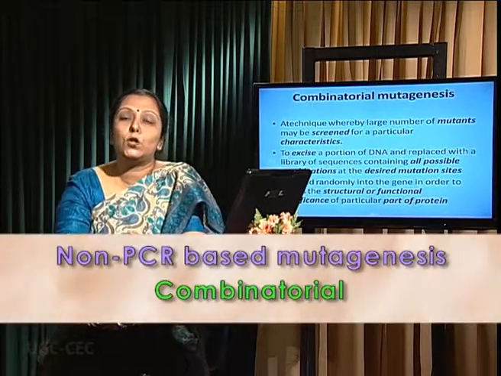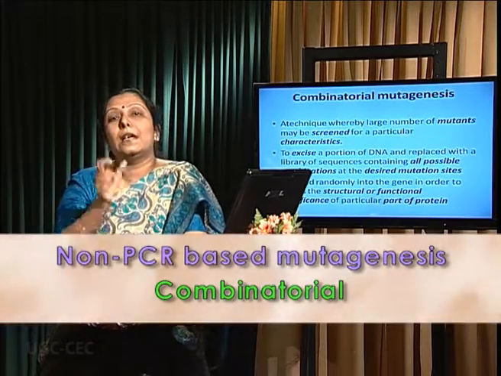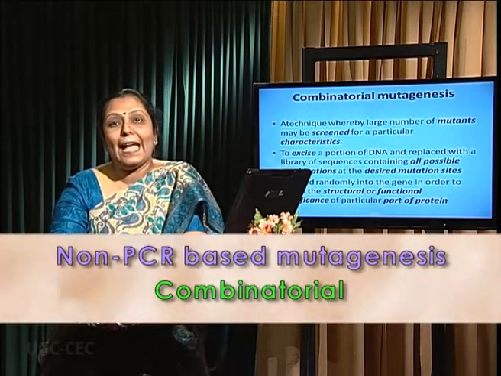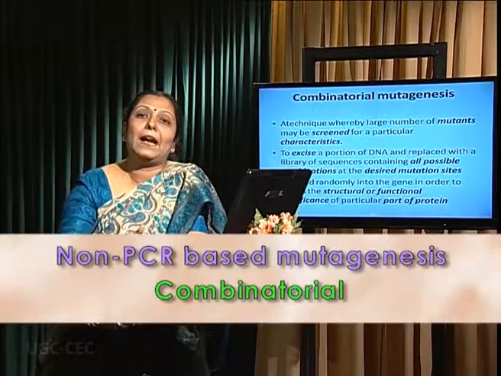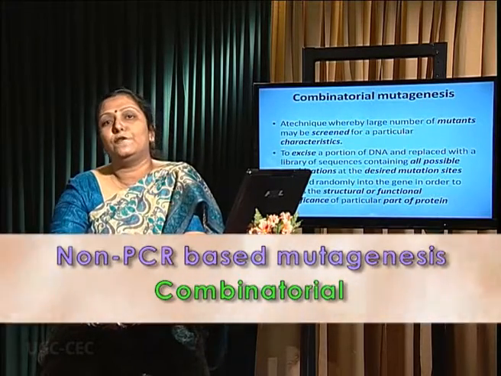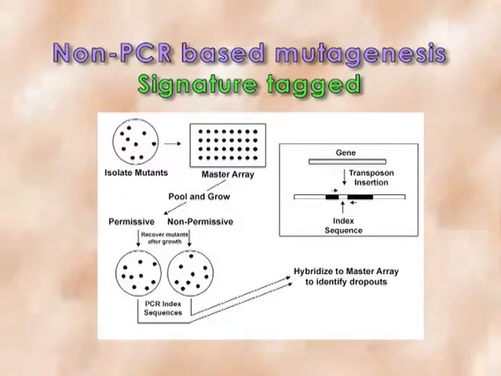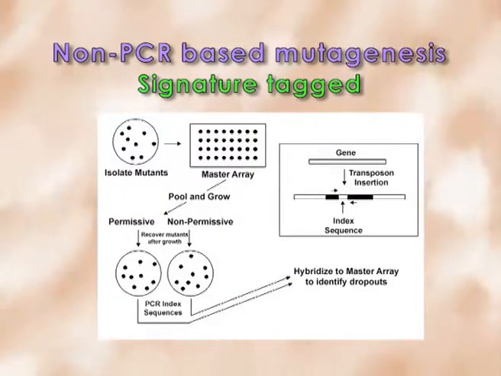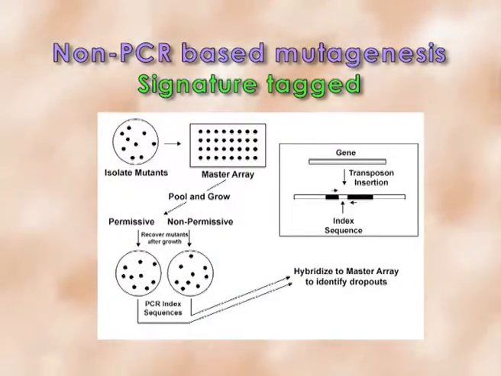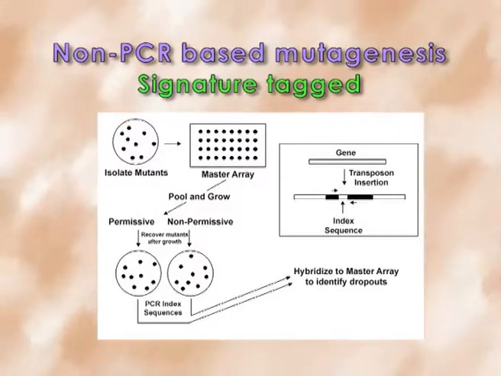First one, combinatorial mutagenesis. So a portion of the gene is excised and it is replaced by all possible combinations of the mutated gene product from the library. And signature tagged mutagenesis is done with the help of a transposon having a tag and inverted repeats on each end, when it is getting inserted in a particular locus showing a phenotype. So it is very easy to see that particular locus is responsible for showing that phenotype.